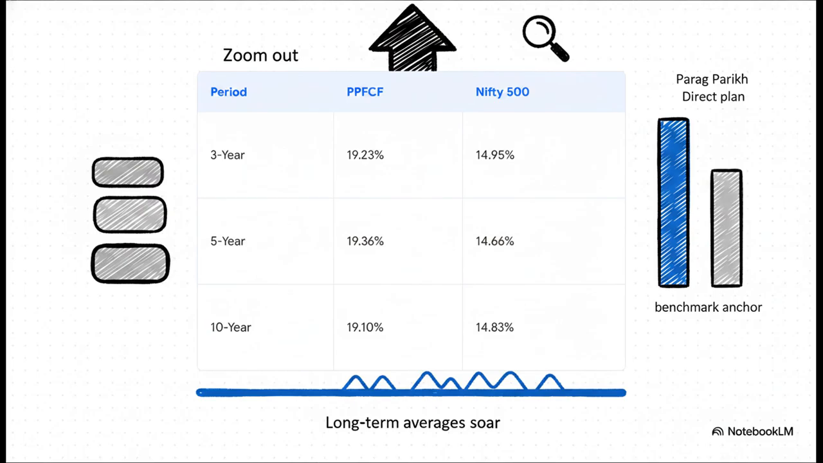When you zoom out, the strategy's true power reveals itself. Using the NIFTY 500 Total Return Index as our constant benchmark anchor, let's look at the historical performance. Across 3-year, 5-year, and 10-year rolling periods, as of May 2026, the Parag Parikh direct plan just consistently beats the baseline. We're talking average rolling returns upwards of 19%, compared to the benchmark's 14%. By fiercely protecting the downside, the long-term averages just soar.